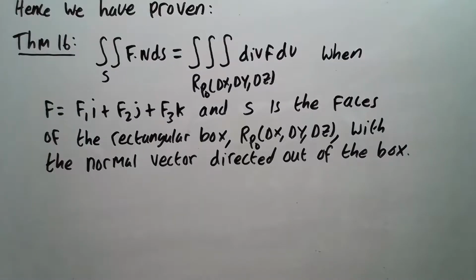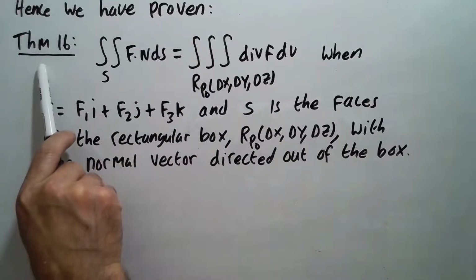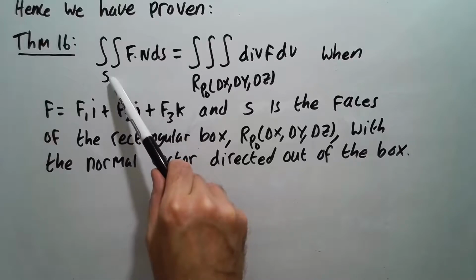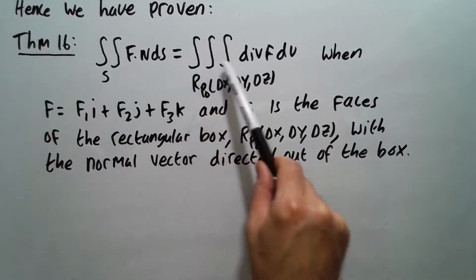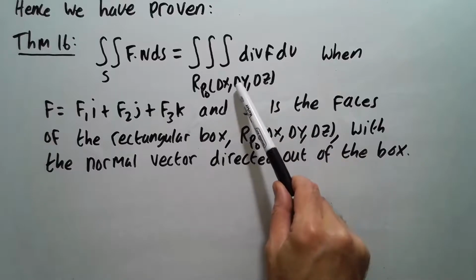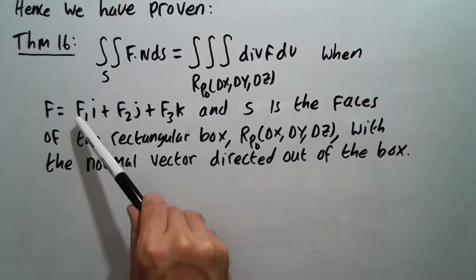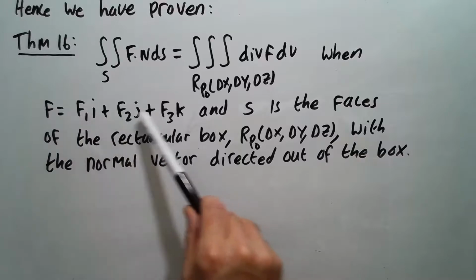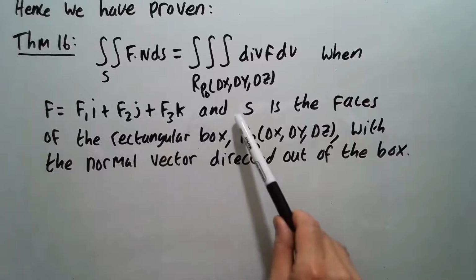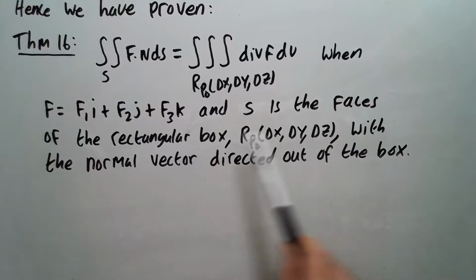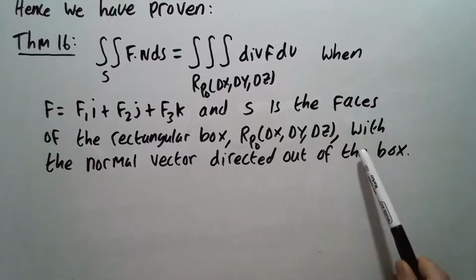Okay, so to summarize, we've proven now, let's call it theorem 16. So we've shown that the flux of your vector field f through S equals the volume integral of the divergence of f over the rectangular region, when your f is your vector field here, I guess we're assuming the component functions have continuous partial derivatives, and S is the faces of the rectangular box with normal vector directed out of the box. So it's pretty much, we've proven the divergence theorem for any rectangular box.